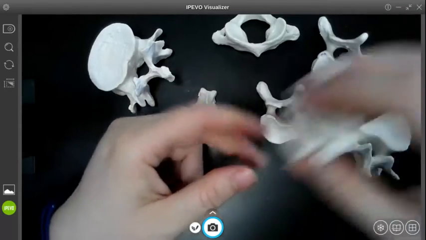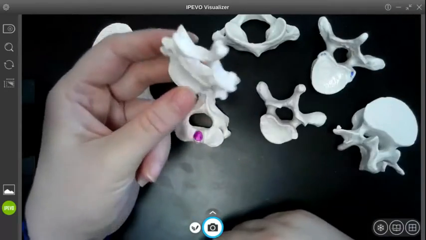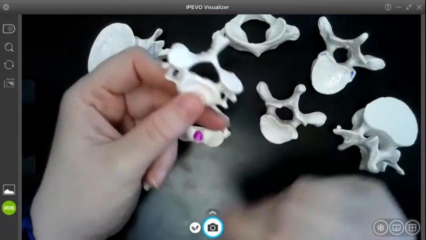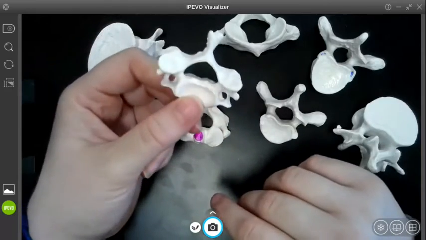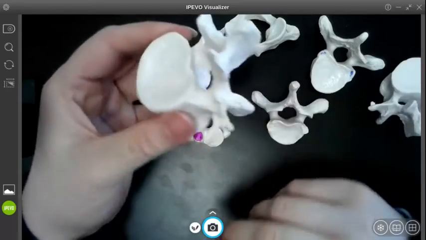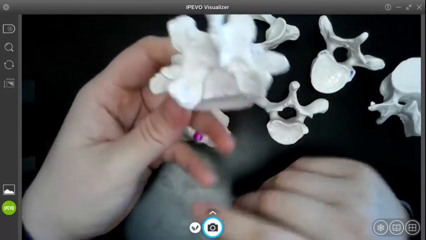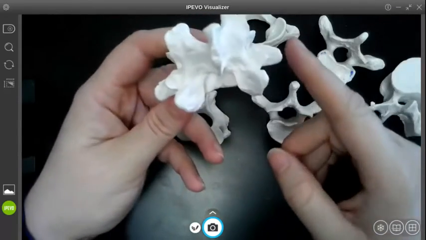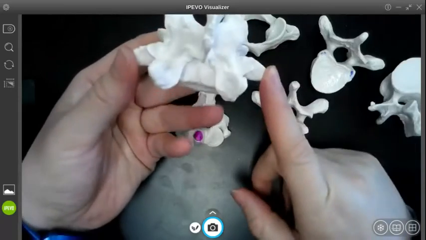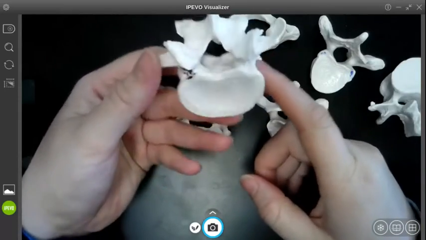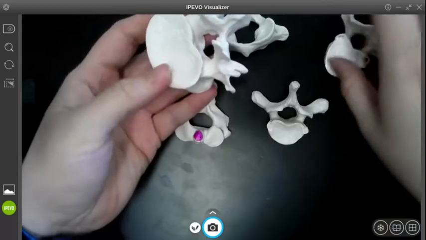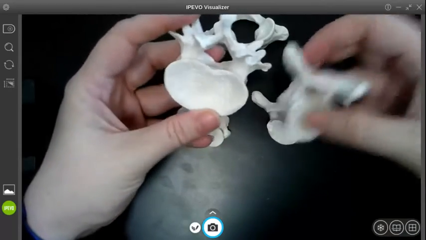Now, if I go back to the cervical vertebrae, I can see my transverse processes are not very big. This is the lumbar. You can see here's the spinous process and then the two transverse processes. Not as big as the thoracic, so you can definitely tell the difference between the two.